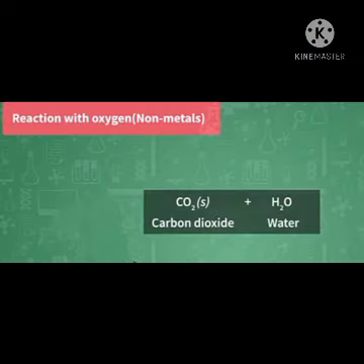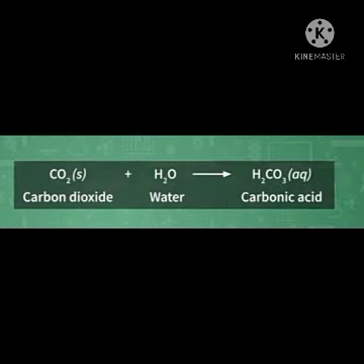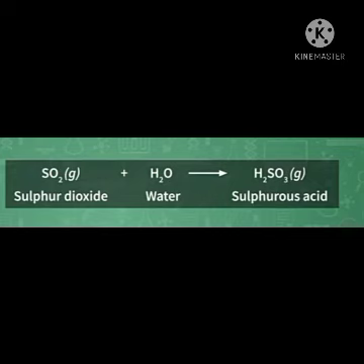Now, what will happen when non-metal oxides come in contact with water? When carbon dioxide comes in contact with water, it forms an acid, that is carbonic acid. And when sulfur dioxide, that is SO2, comes in contact with water, it forms sulfurous acid, that is H2SO3, due to which when these gases come in contact with moist blue litmus paper which has water in it, it turns red.